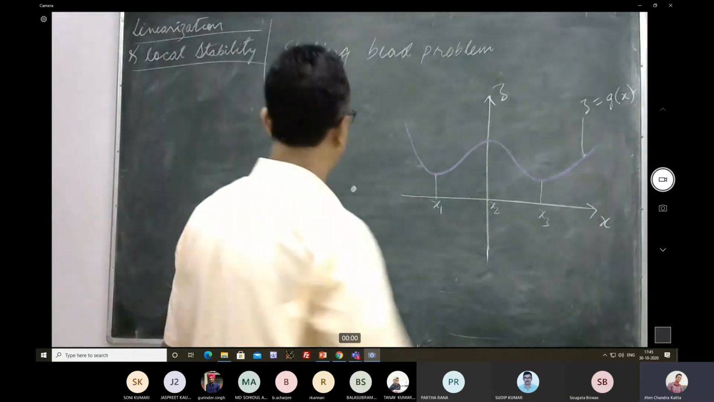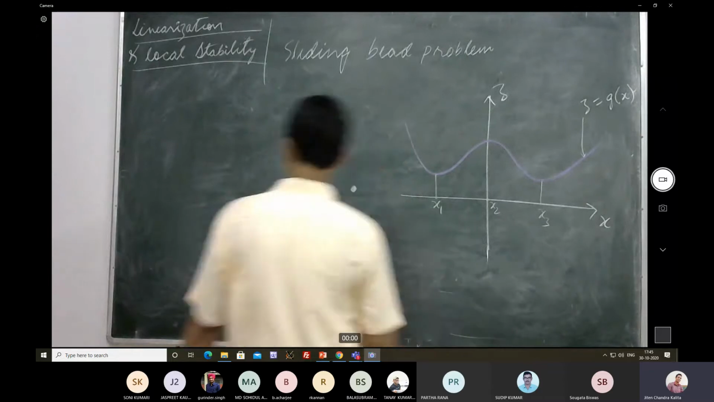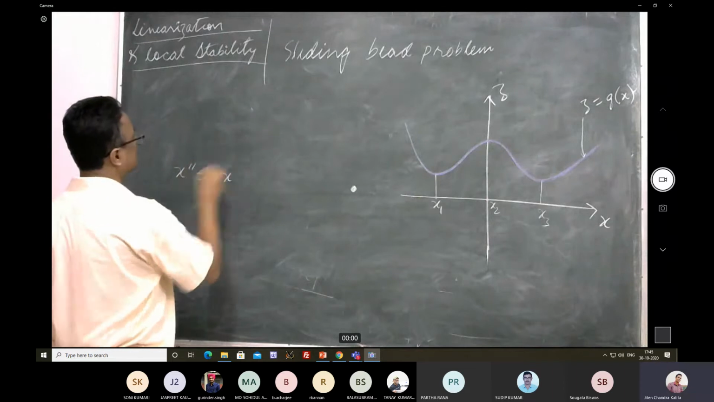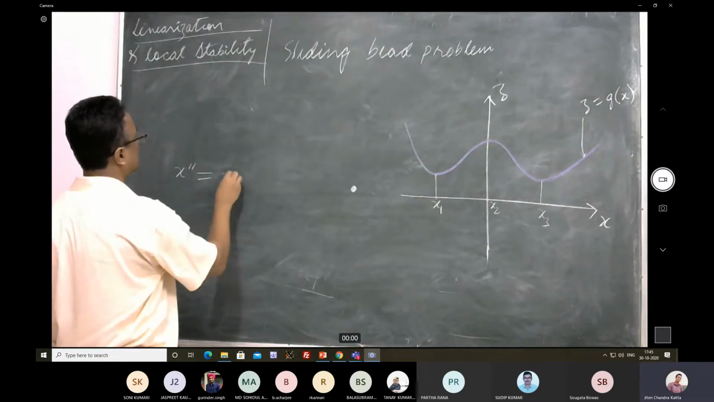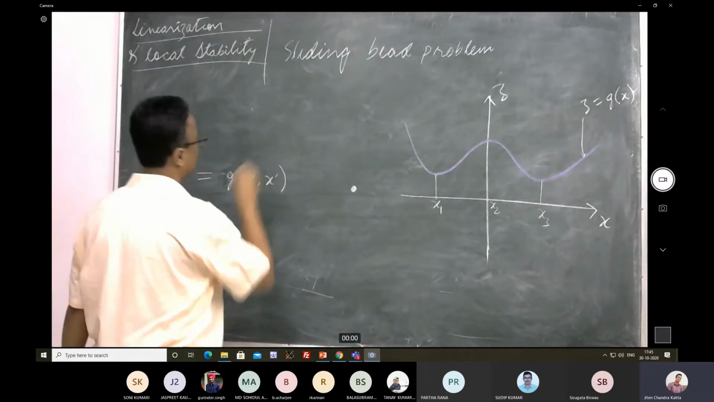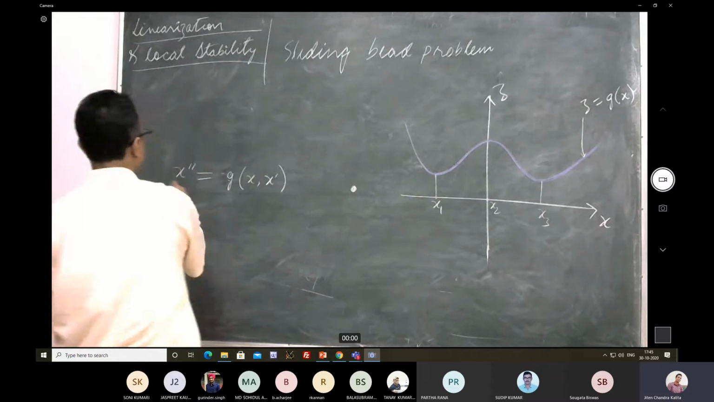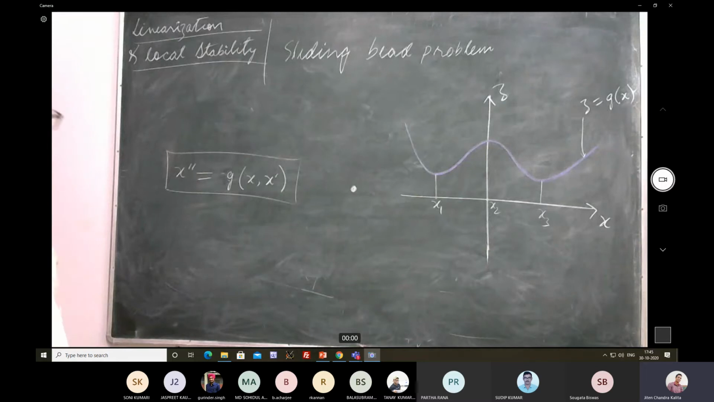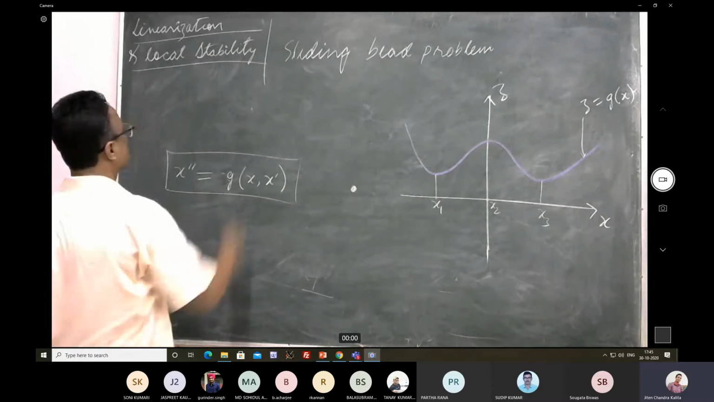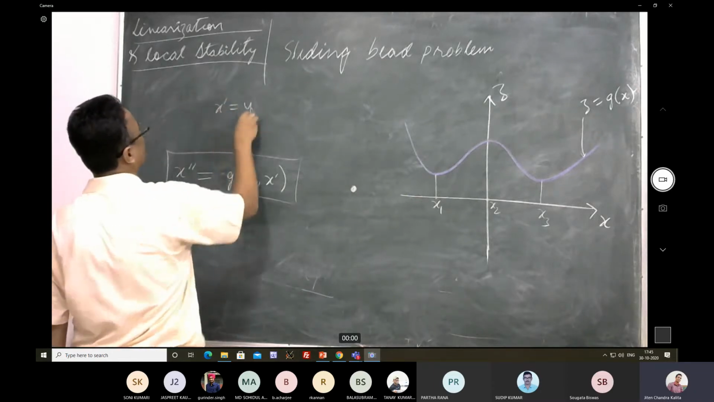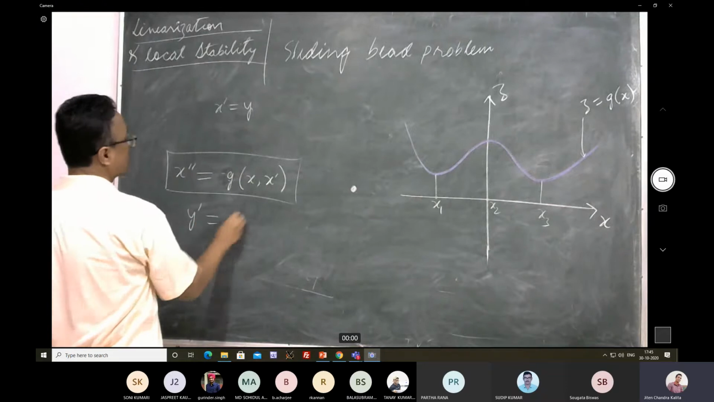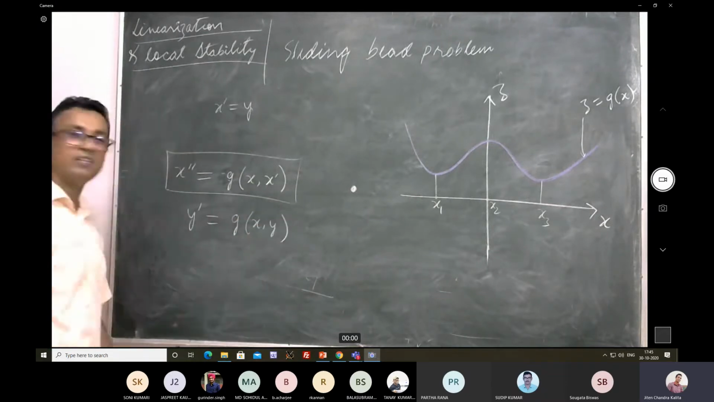So then what happens? The motion of this bead can be mathematically modeled with a function like this: x double prime equal to g of x comma x prime. Now if I introduce the variable x prime equal to y, then this is going to reduce to y prime equal to g of x, y, right? Isn't it?